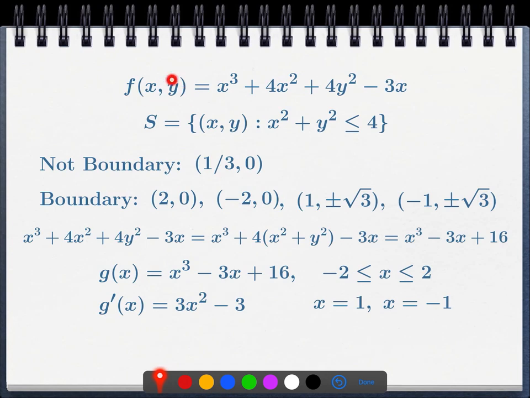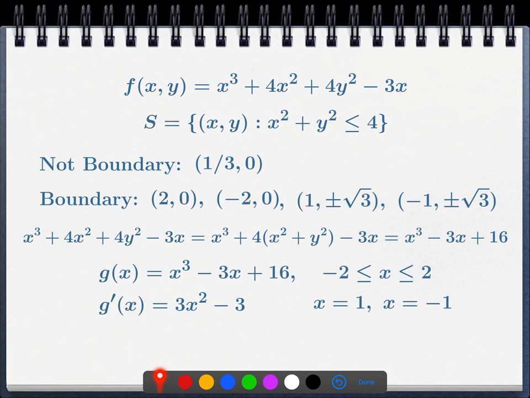and to get the global maximum for this problem, the global maximum of f of x y, we want to just plug in each of these points to see which one's the largest, and for the global minimum, plug them in and see which one's the smallest. But we can tell the values at x equals 1 and x equals minus 1 by just plugging them into our function g, because here we're on the boundary as well as here. So we just plug in the x.